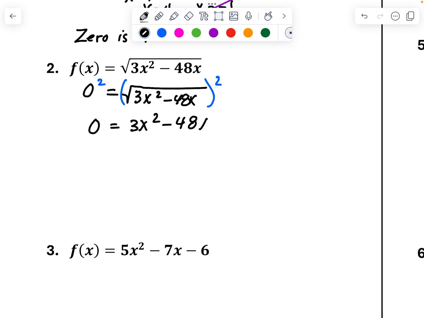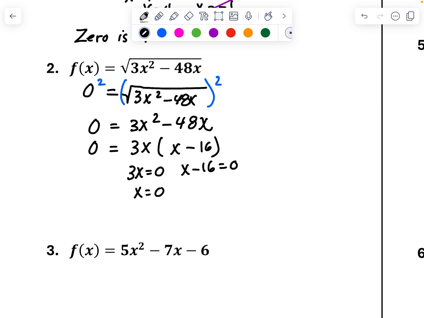So people go, oh, so I can just ignore the radical. Yes, but that's why. And then we would say the greatest common factor is 3x, which gives us x minus 16. So if we said 3x equal to 0 and x minus 16 equal to 0, then we would get x equals 0 and x equals 16. So our zeros are 0 and 16.